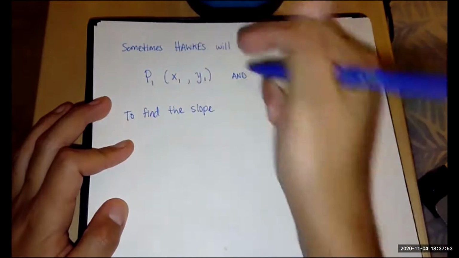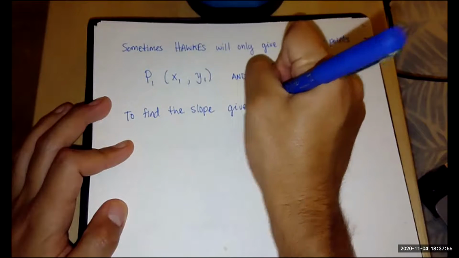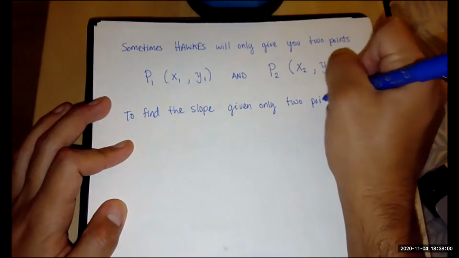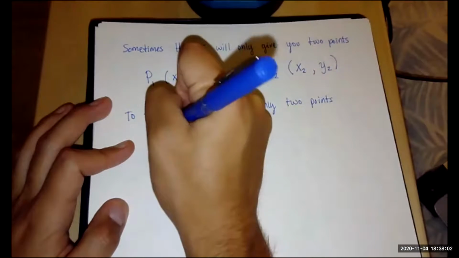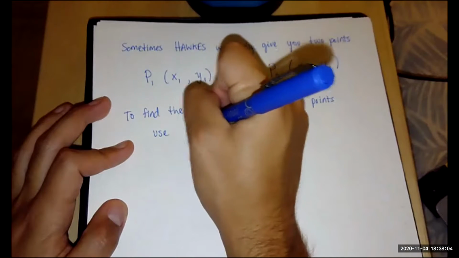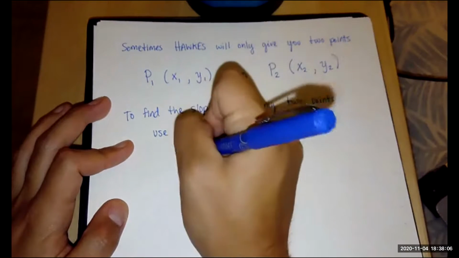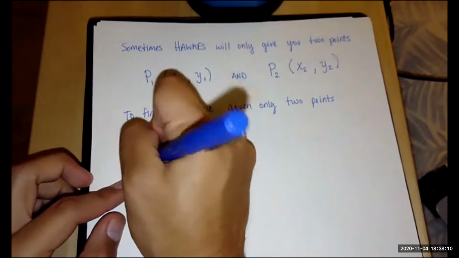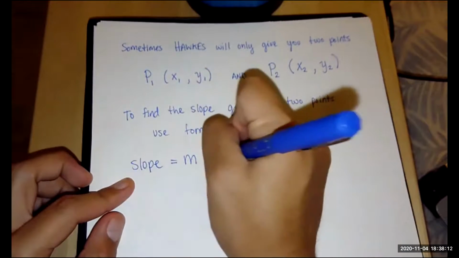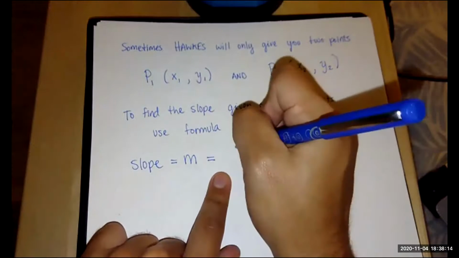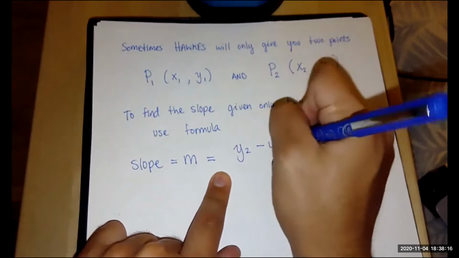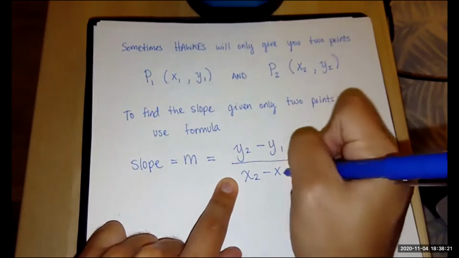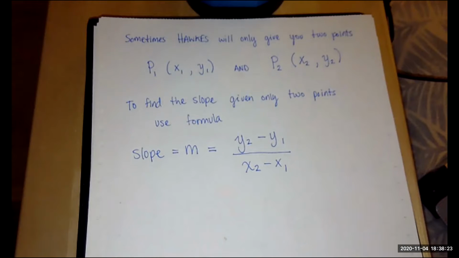So to find the slope, given only this information, you're going to use the equation or use the formula m, which is the slope, is equal to y2 minus y1 over x2 minus x1. And that will give you the slope.